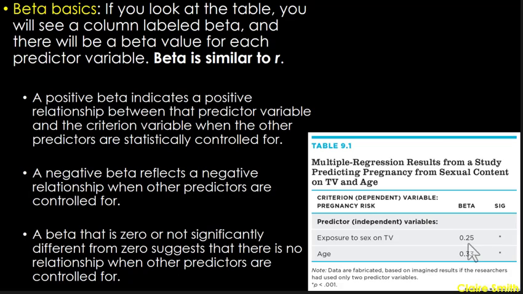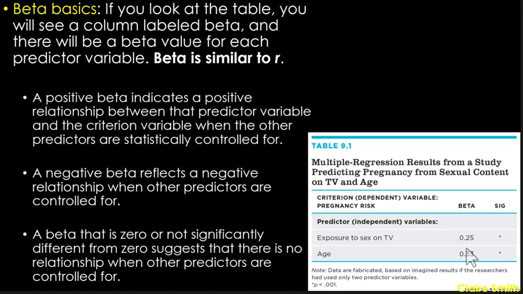So a positive beta value, like these ones here, 0.25 and 0.33, indicates a positive relationship. So 0.25 for exposure to sex on TV. There's a positive relationship between how often someone is exposed to sexual TV and their risk of getting pregnant. As you increase exposure to sexy TV, you're also going to increase your pregnancy risk, right? A positive association. Again, age has another positive beta. So as you increase age, it's going to increase your pregnancy risk as well. Okay, so that's what a positive beta means.